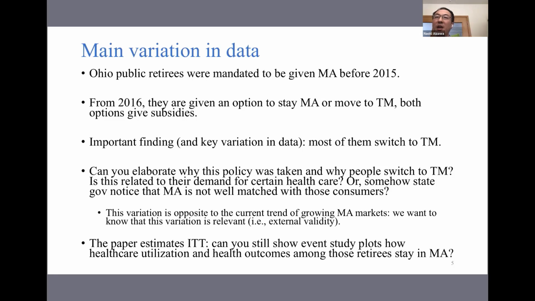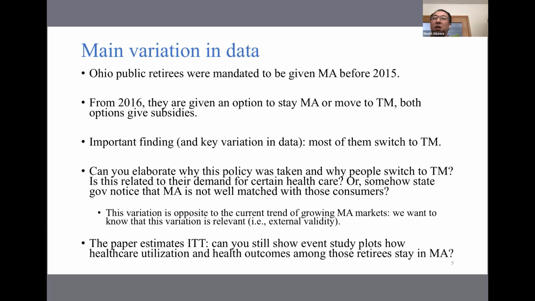You may elaborate on why this policy change happened and why people switched to traditional Medicare. Is this related to the demand for certain healthcare, or did the state government notice that Medicare Advantage is not really a good fit for those consumers? I think this point is very important because it is opposite to the current trend in the growing Medicare Advantage market. People are buying more and more Medicare Advantage, but suddenly the Ohio public retirees all withdraw.